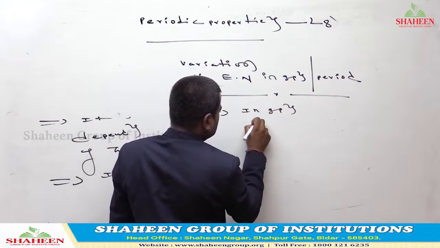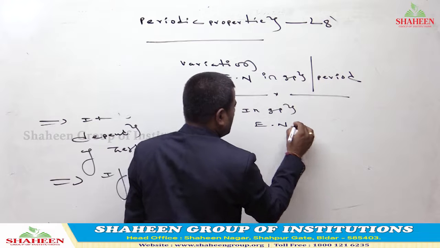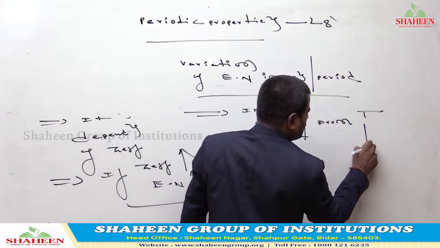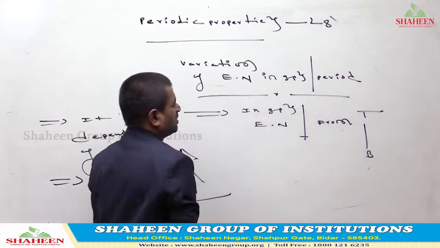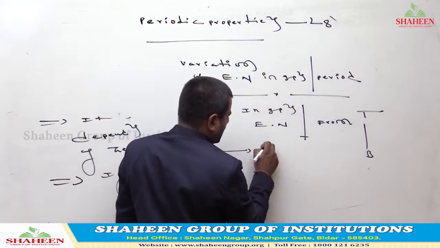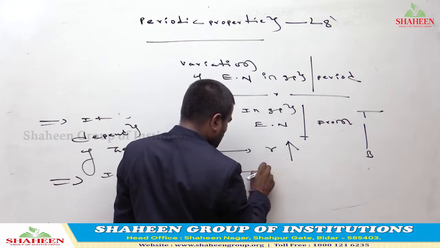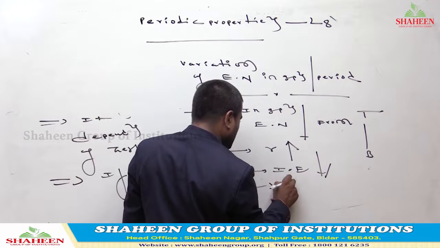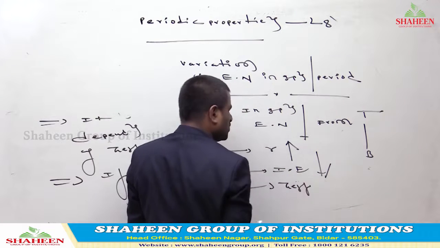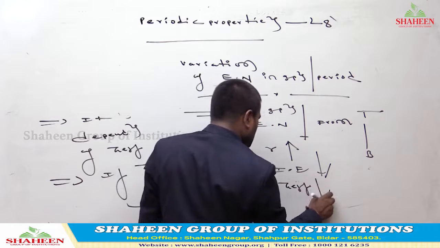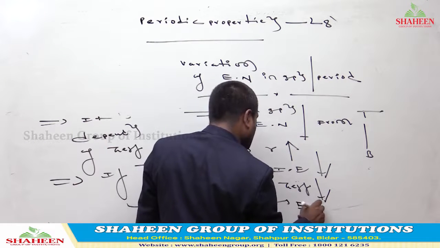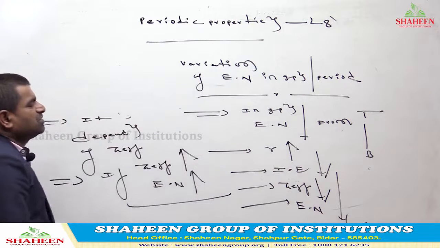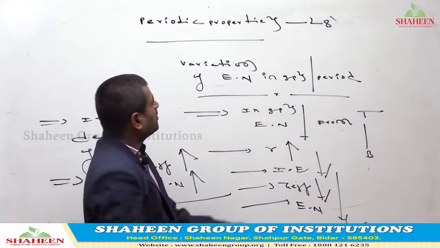In groups, generally electronegativity decreases from top to bottom. The reason: atomic size increases, ionization energy decreases, therefore the effective nuclear charge also decreases. Therefore electronegativity decreases down the group. Remember students, this point you have to remember.